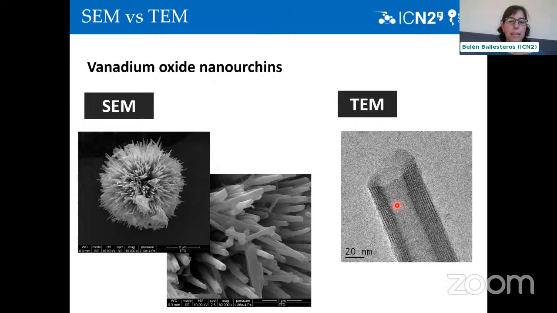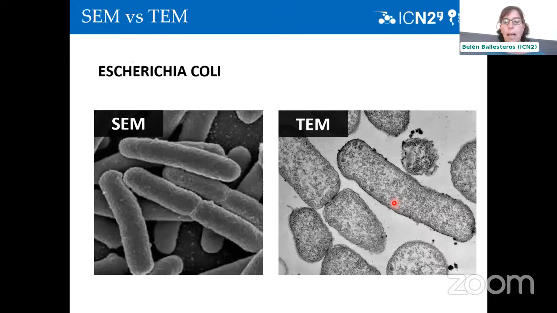So you get additional information. Both types of information are really important from the sample. Moving to biological samples, this is Escherichia coli, a bacteria. This is how it looks in SEM. It's more of a 3D image, whereas in the TEM, this is the type of image you get, which is like a 2D projection of the sample.